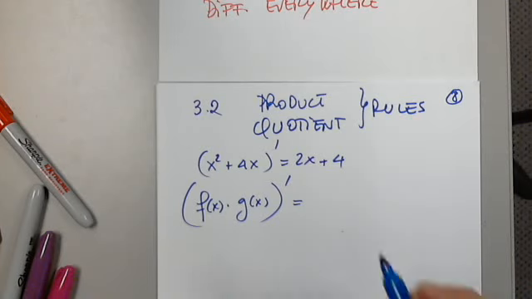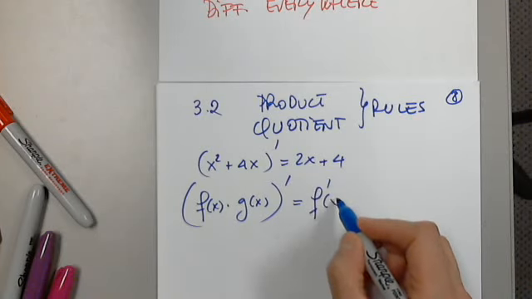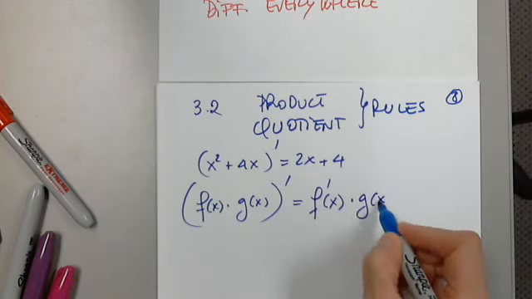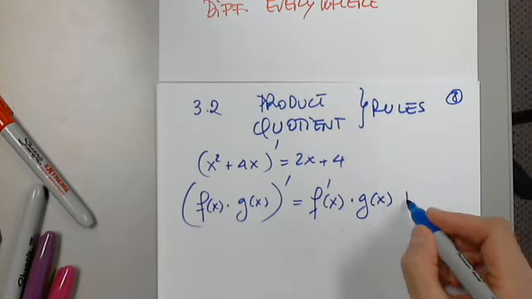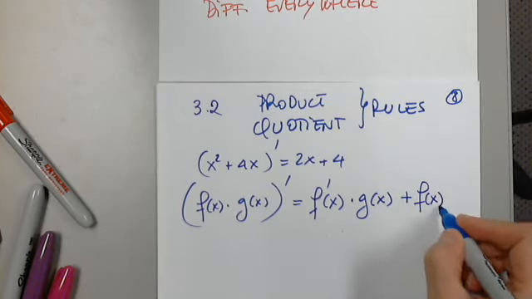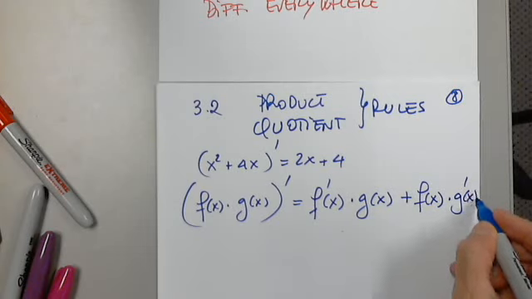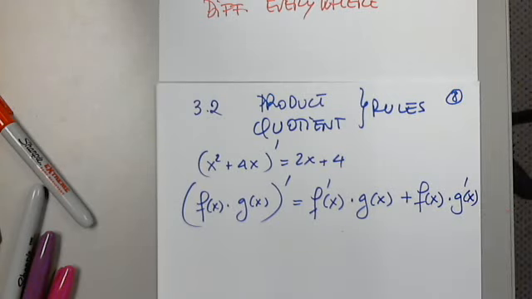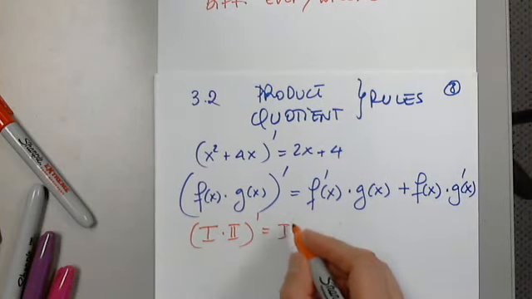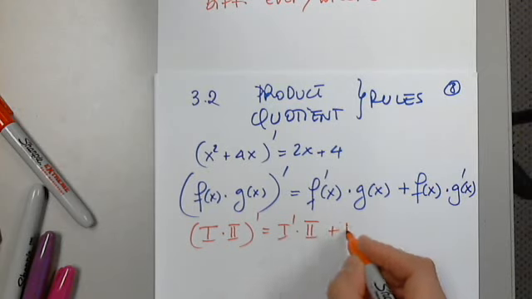And here's the answer. f prime of x multiplied by g of x plus f of x multiplied by g prime of x. This is the product rule. I like this order as the first function multiplied by the second function prime. And I write 1 prime times 2 plus 1 times 2 prime.